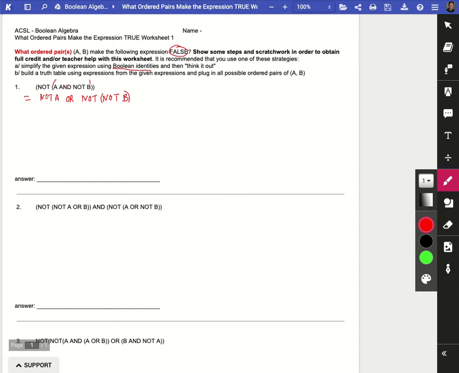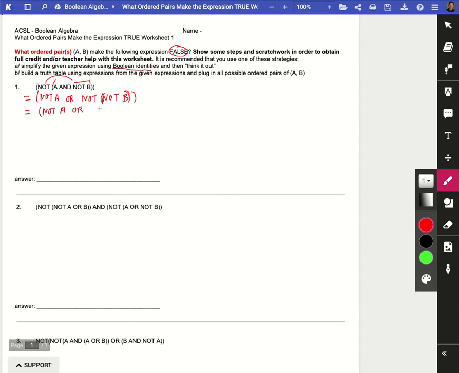And the outer parentheses in the problem are still there. I did add a set of parentheses when I distributed the not over to this term, so I carefully put a set of parentheses there. Anyway, the next step, I'm going to work on this right-hand side, rewriting the left-hand side here, not A, and rewriting the or.